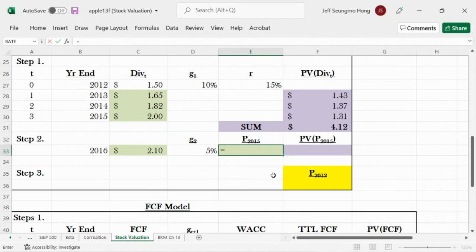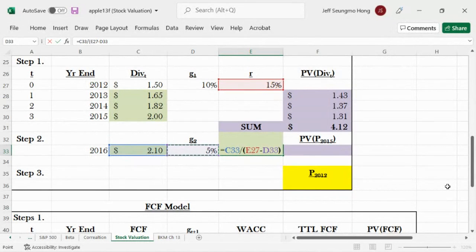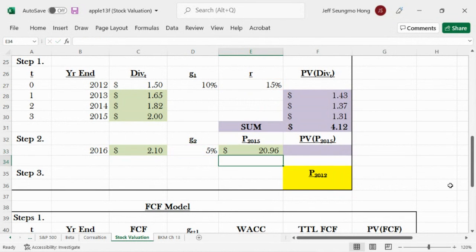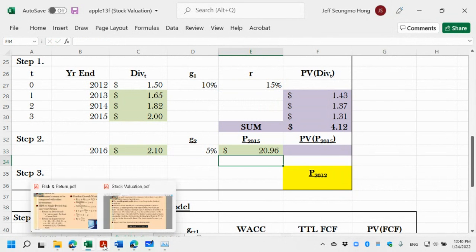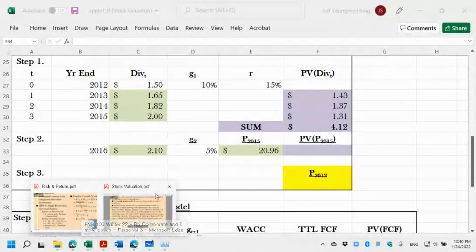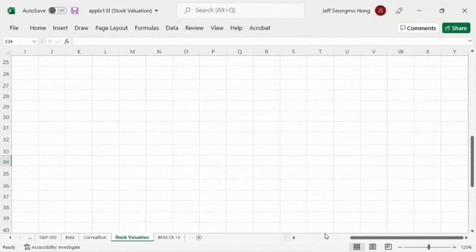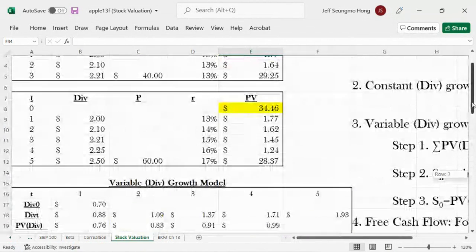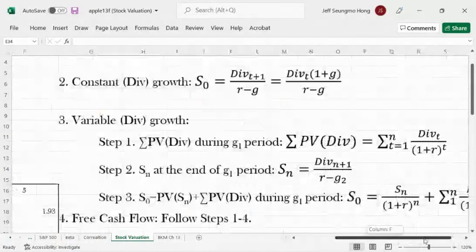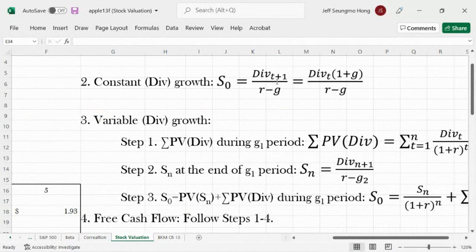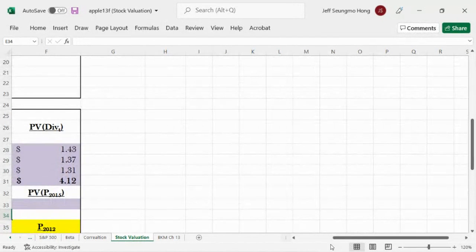And once we know that, all we need to do is take this dividend at time t plus 1 divided by, open parenthesis, r minus g. Remember the Gordon Growth Model, right? This is why I did the dividend at time t plus 1 times 1 plus g.